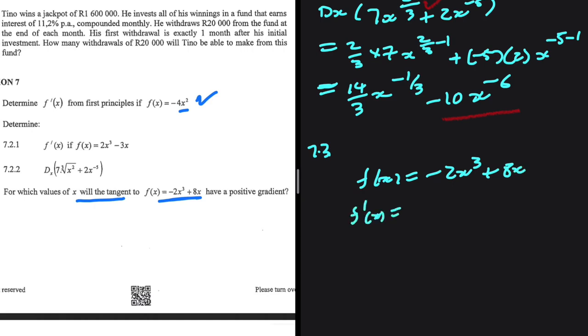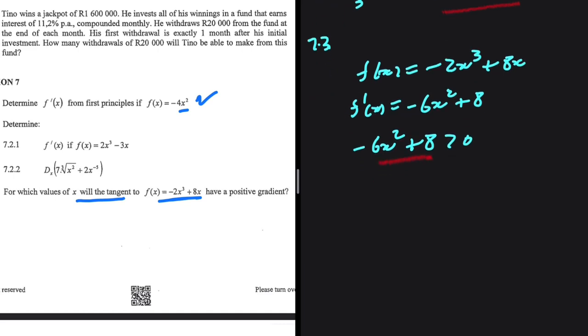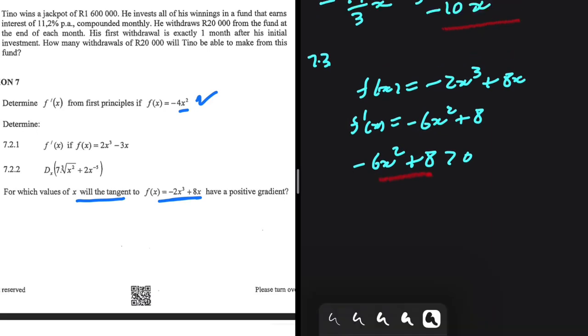So we're just derivating using the power rule. We're going to have minus 6x squared plus 8. So we're looking for values of x for which minus 6x squared plus 8 is greater than 0, right? Because that's where the gradient will be positive. This equation is the equation of the gradient of f of x. Right, so let's go ahead and solve that.